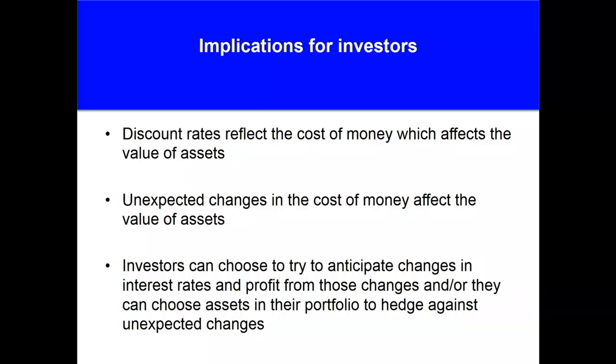So the implications for investors: if you don't want to do that boring stuff about analyzing companies, you can decide you're going to focus on the big picture. You can be a macroeconomist and forecast changes in the inflation rate, so you can try to anticipate changes in interest rates and profit from those changes. Another way is to choose assets in your portfolio that hedge against unexpected changes there. In this respect, what kind of assets would you pick? Well, it turns out that larger companies tend to benefit more from a decrease in interest rates than smaller companies, in a very low interest rate environment.